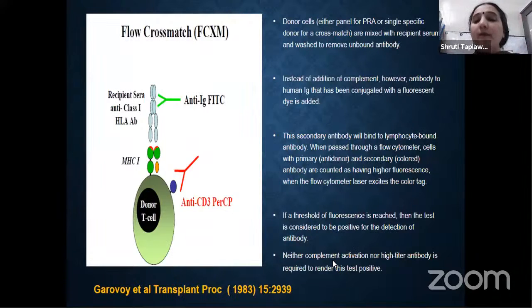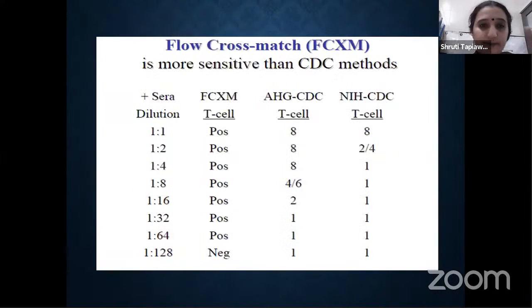Okay. Neither complement activation nor high titer antibody is required to render this test positive. So this is a highly sensitive test. HLA antibodies, non-HLA antibodies, non-complement activating antibodies, all will be picked up. And look at the sensitivity. I showed you the AHG and the NIH comparison. Now look at the flow cross match.